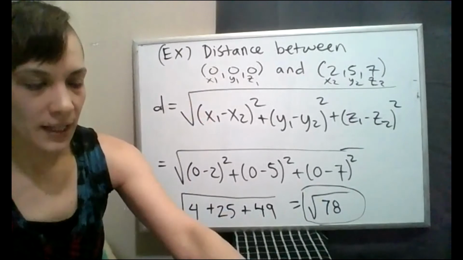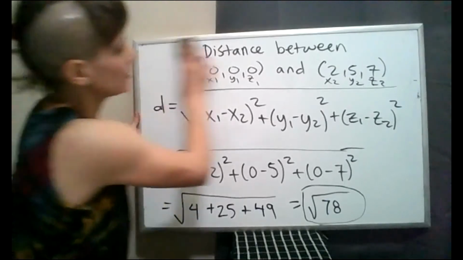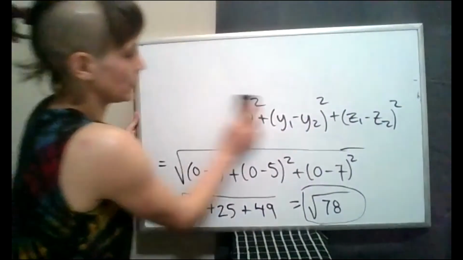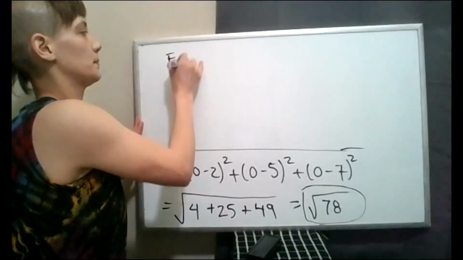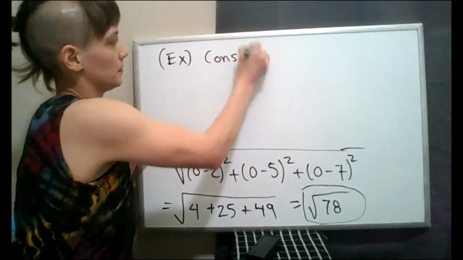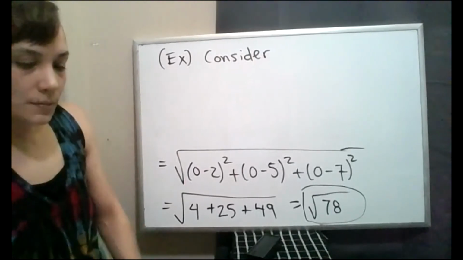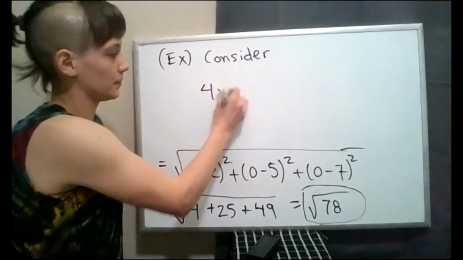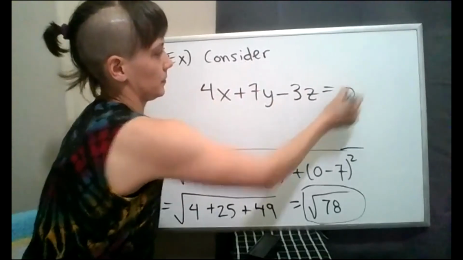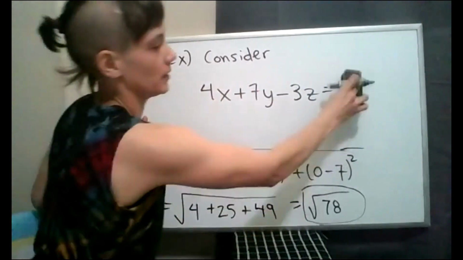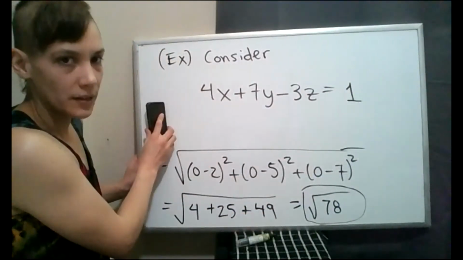Cool. Next, we should find some x and y and z intercepts. So their function f of x. Oh, let's see. We're just gonna have an expression or equation. Let's make this a 1. This equals 1. Okay, find the x-intercept, the y-intercept, and the z-intercept.